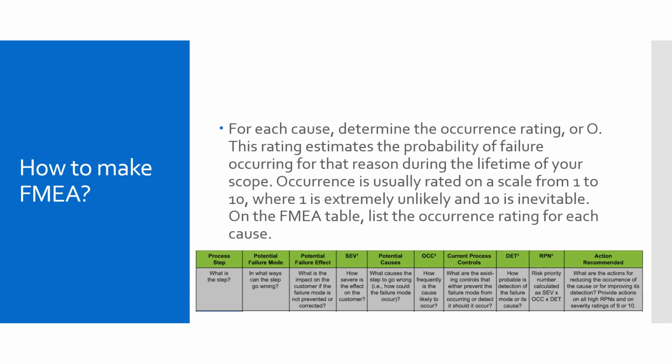Step 9. For each cause, determine the occurrence rating, or O. This rating estimates the probability of failure occurring for that reason during the lifetime of your scope. Occurrence is usually rated on a scale from 1 to 10, where 1 is extremely unlikely and 10 is inevitable. On the FMEA table, list the occurrence rating for each cause.